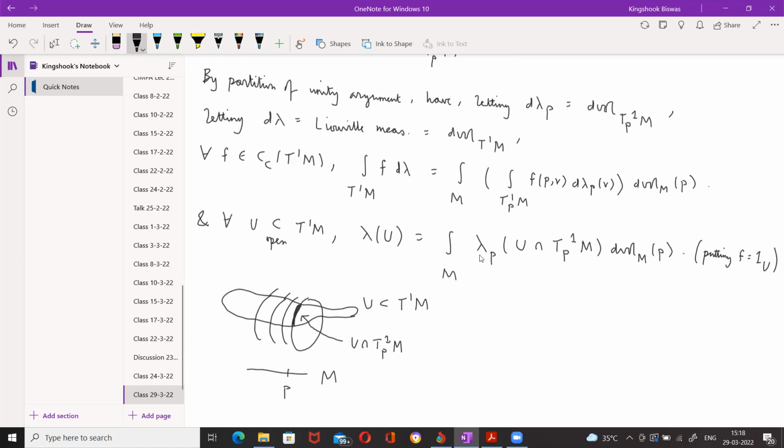All right. I just wanted to do this calculation for you because now you have a concrete picture of how to actually compute this Riemannian volume measure, right? Does it make sense?